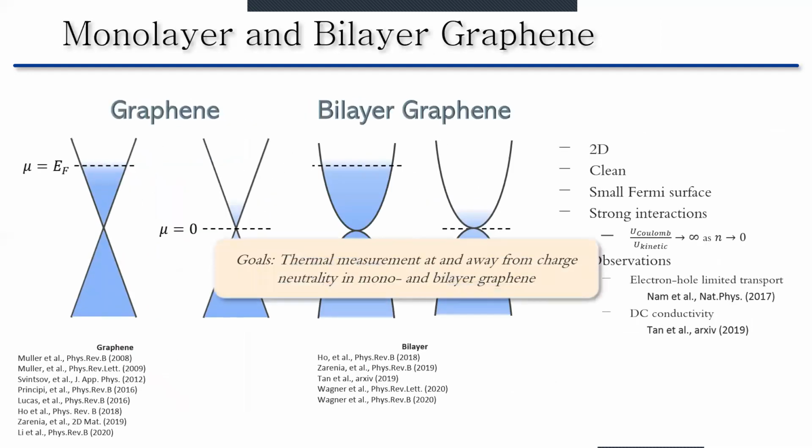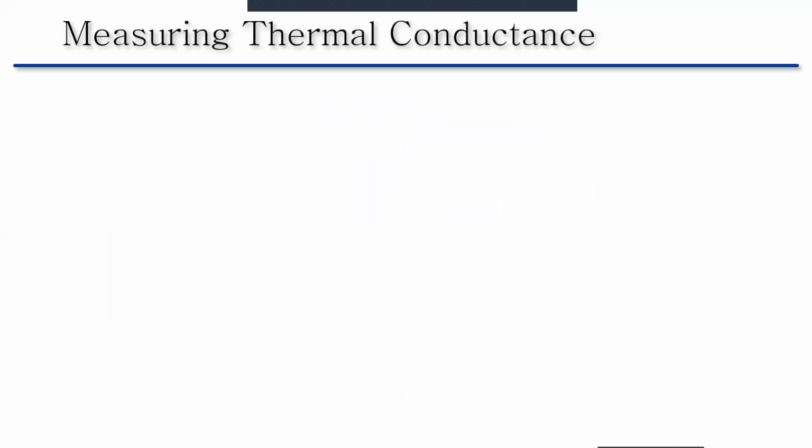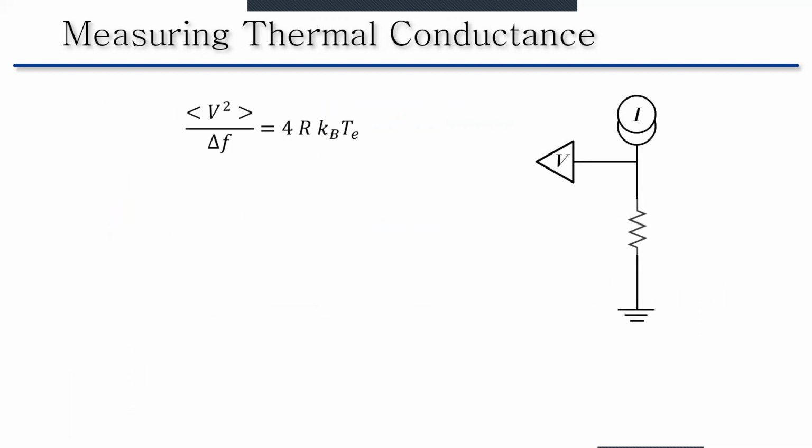Good. So what we want to do then is to measure the thermal transport of these two different systems. So how do we measure thermal conductance? Let me tell you about how our measurement works. Imagine that you have a resistor sitting at a finite temperature. For almost 100 years, we've known that there is a thermal noise that arises on that resistor, and the mean square value of the voltage fluctuation is proportional to the electronic temperature of that resistor.